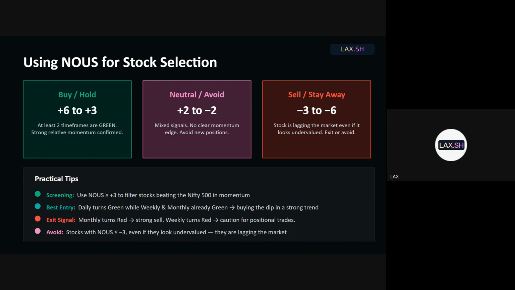Okay. Exit is when monthly turns red. Don't ask too many questions. Otherwise, you are going to land in trouble. Weekly turns red. Positional guys have to be careful, and the long-term guys have to monitor more carefully, study more deeply whether the moat has been hurt, whether the long-term growth trajectory has changed, whether they have entered some sort of businesses which are not really great, or whether management itself has changed or something has changed. Okay, so you have to monitor for other things.